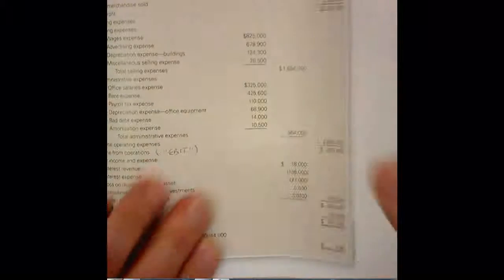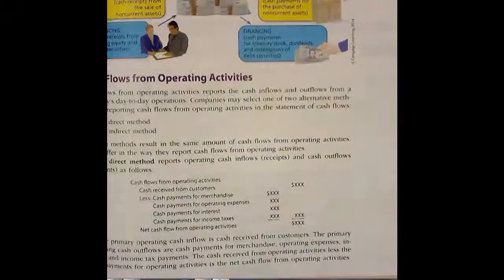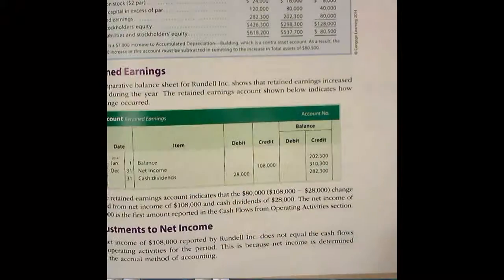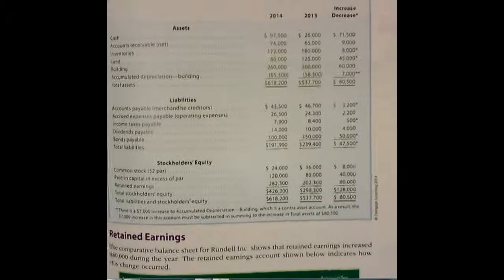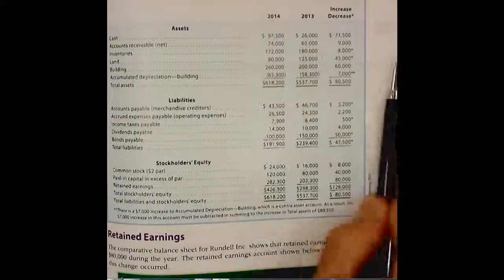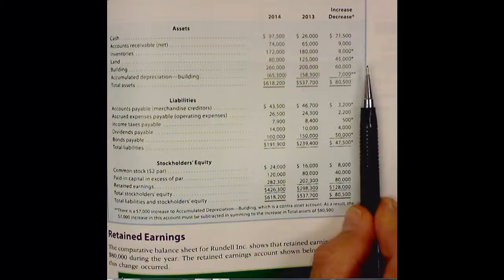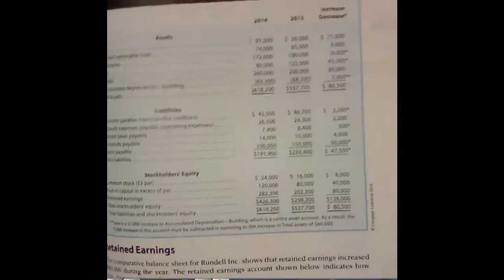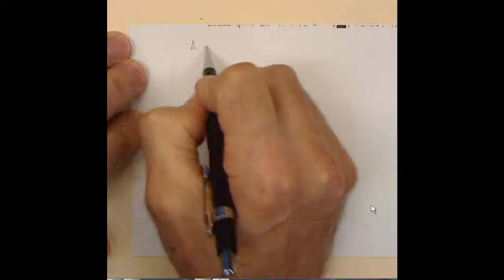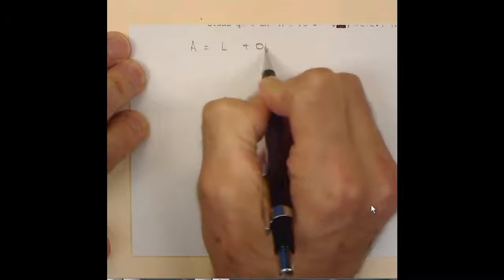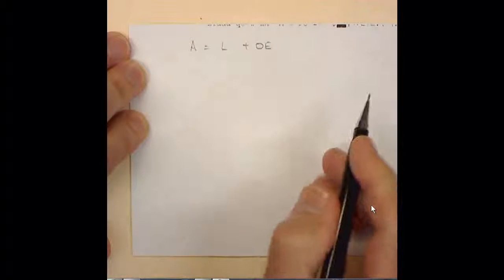Okay, so let's quickly go back to the beginning of the chapter where you see the balance sheets for the Rundell Corporation, and why do we always see this three-column presentation of current period balance sheet, last period balance sheet, and then the difference? The answer to that particular question is that it's based on the idea that assets equal liabilities plus owner's equity. So this entire representation is based on the balance sheet equation.